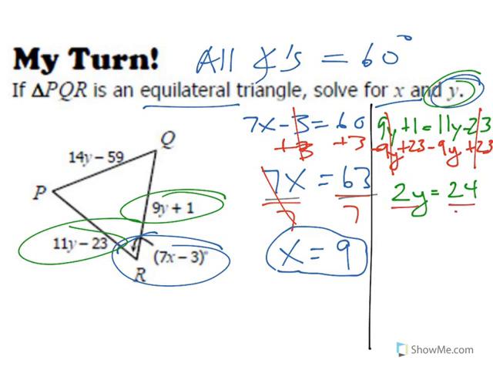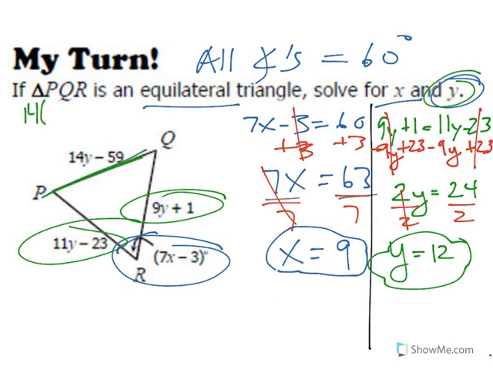Let's go ahead and divide both sides by 2. And y equals 12. And if you really wanted to know what each side is worth, just substitute y into any of these values. Okay, so let's try this one here. So 14 times y, well, in this case is 12, minus 59, and this would equal 109. So this side would be 109.